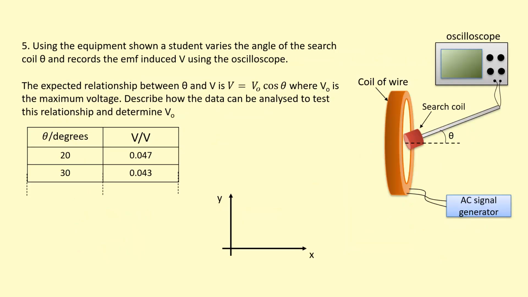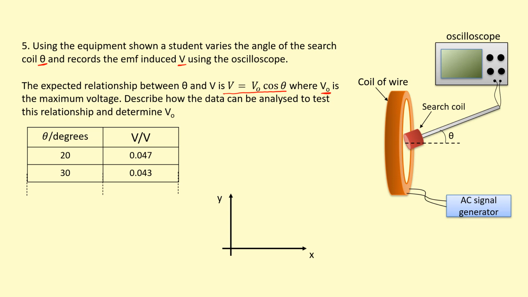Okay, in this practical I have a search coil that's inside a coil of wires just producing a magnetic field around it. There's an EMF induced inside the search coil. I'm changing the angle of the search coil from normal, and I'm measuring the EMF induced. Okay, so the equation is given to us here. V0 is the maximum voltage, and we're trying to find the maximum voltage. I want to show that the relationship is in fact V equals V0 cosine theta.